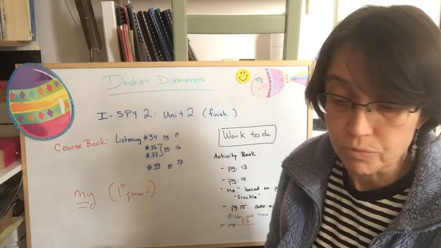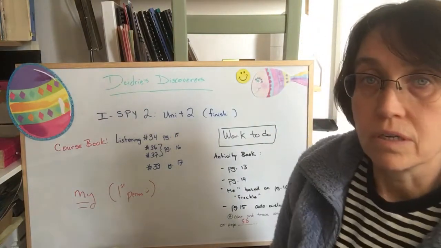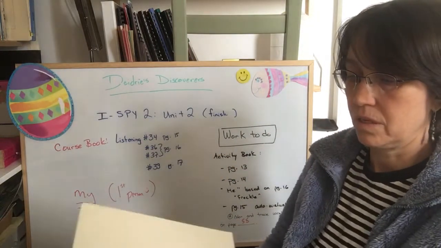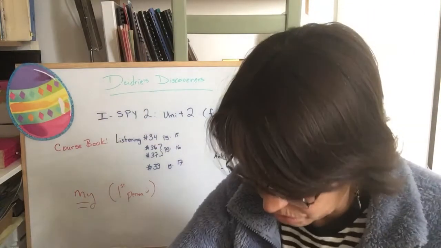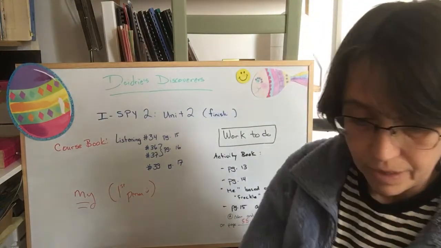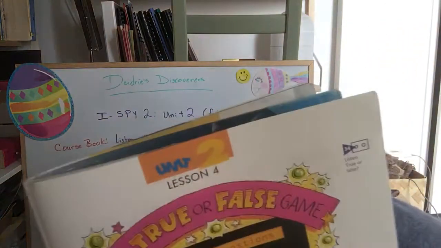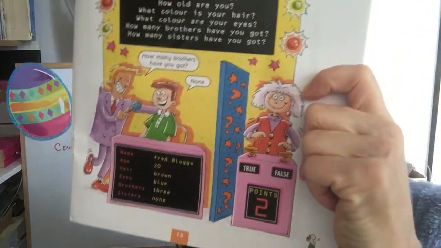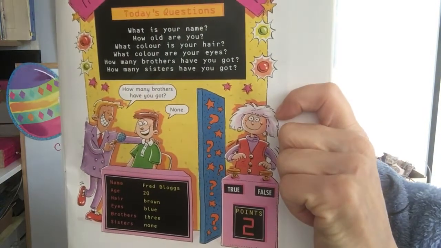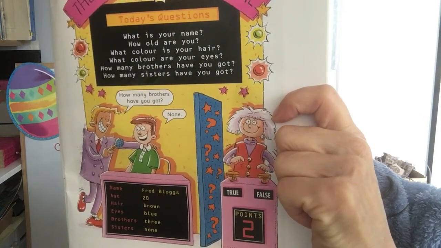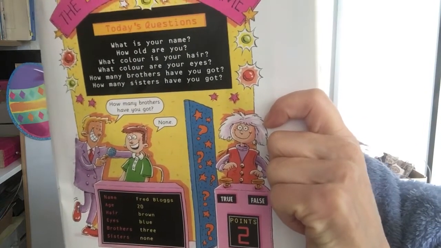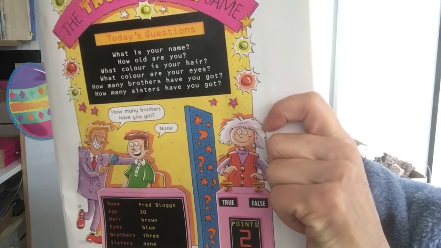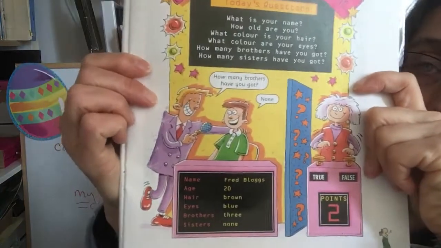Please note on notebook paper or in your workbook, you can note it on one of the blank pages. It doesn't matter, anything anywhere in there. And just note if it's true or false, okay? Let's get that ready. Just a minute. We're going to be on this page. I Spy Level 2, by Julie Ashworth. We have to get to the right one. So you're on I Spy Level 2, page 15. And we're going to do listening number 34.